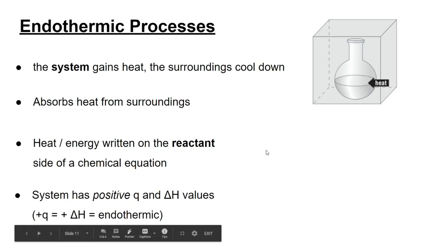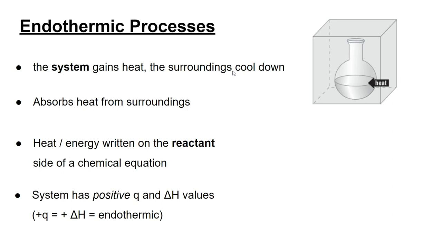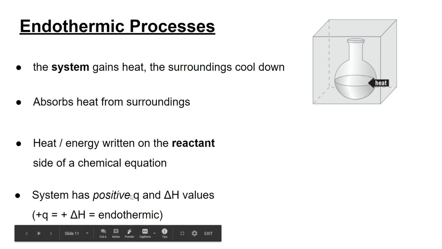So let me review this again, as it is a very important concept. In the endothermic process, heat travels from the surroundings to the system, surroundings here being air, system being the content in this flask. Surroundings are getting colder and the system is getting hotter. Surroundings are losing heat and system is gaining heat. It is always shown by a positive Q or delta H and always written on the reactant side, that is the left side of a chemical equation.